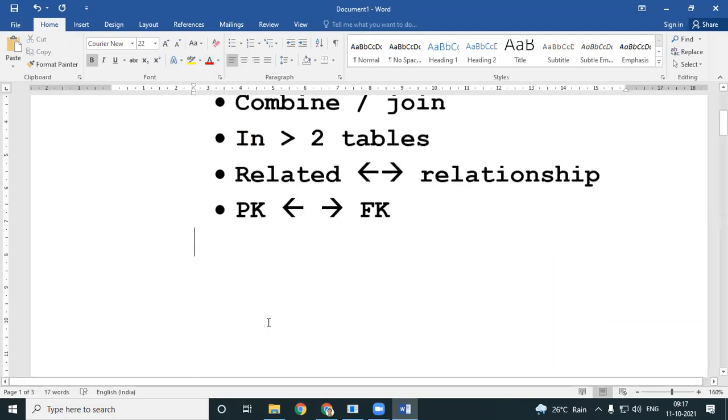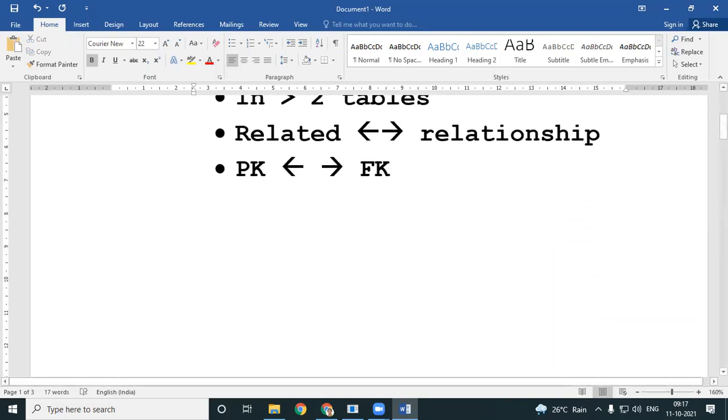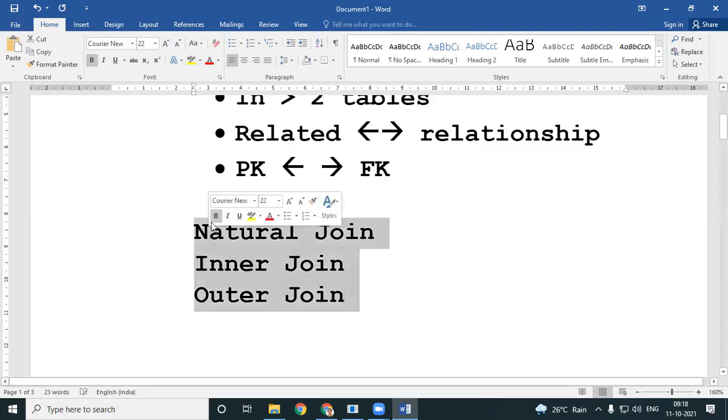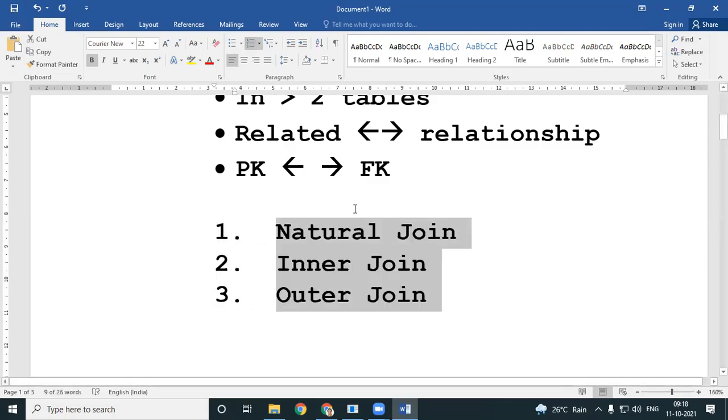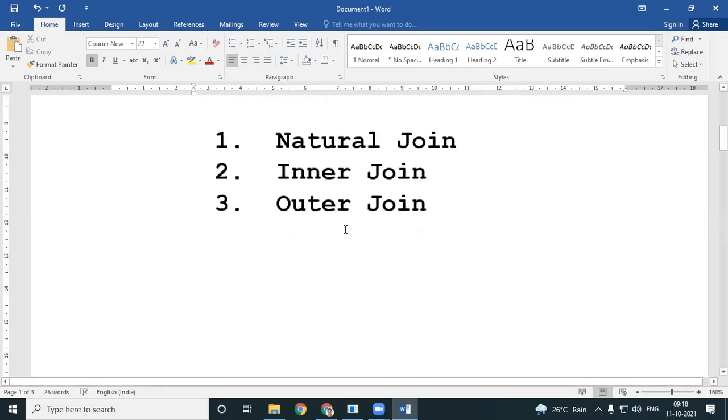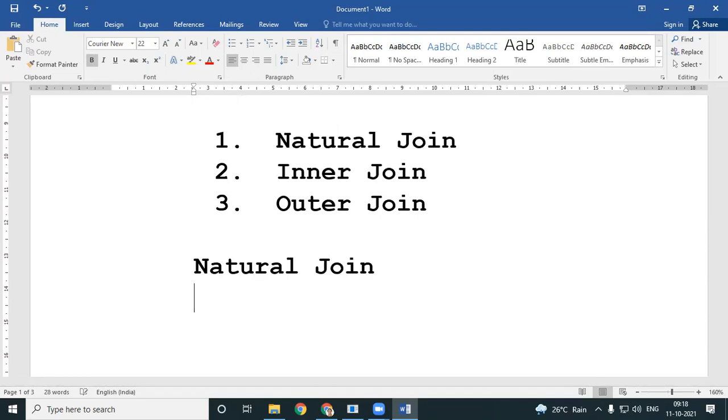Now, when you talk about joins in SQL, there are several kinds of joins. There is a natural join, inner join, and outer join. You even have self joins. Anyway, we will be concentrating on these 3 kinds of joins: natural join, inner join, and outer join. So we'll go one by one. The first join we'll see is natural join.